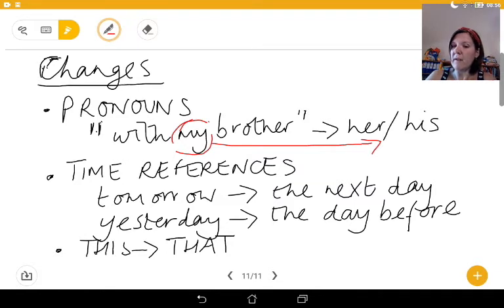Also, time references. If somebody says, "I'll see you tomorrow," in direct speech, the indirect speech is, "She told me that she'd see me the next day." The same with yesterday, which becomes the day before or the previous day, you could say. And other words, for example "this," when you report it, becomes "that." I'm not going to list all of the different changes now, but in the drive I'm going to put a table for you with the main changes that you have to remember.